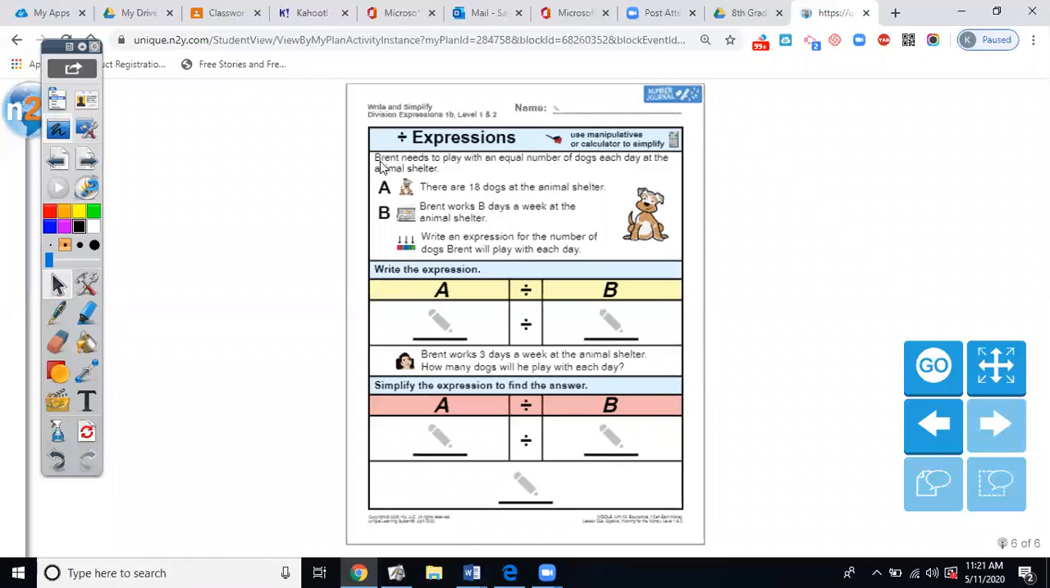Okay, let's do one more. Brent needs to play with an equal number of dogs each day at the animal shelter. Okay, so A represents the number of dogs. There are 18 dogs at the animal shelter. Okay, so we're going to plug in our amount for A. We know that that's 18 dogs divided by, okay, what does B represent? Brent works B days a week at the animal shelter. Okay, so B represents the days he works, but it doesn't give us a number. So we're just going to use B for now.